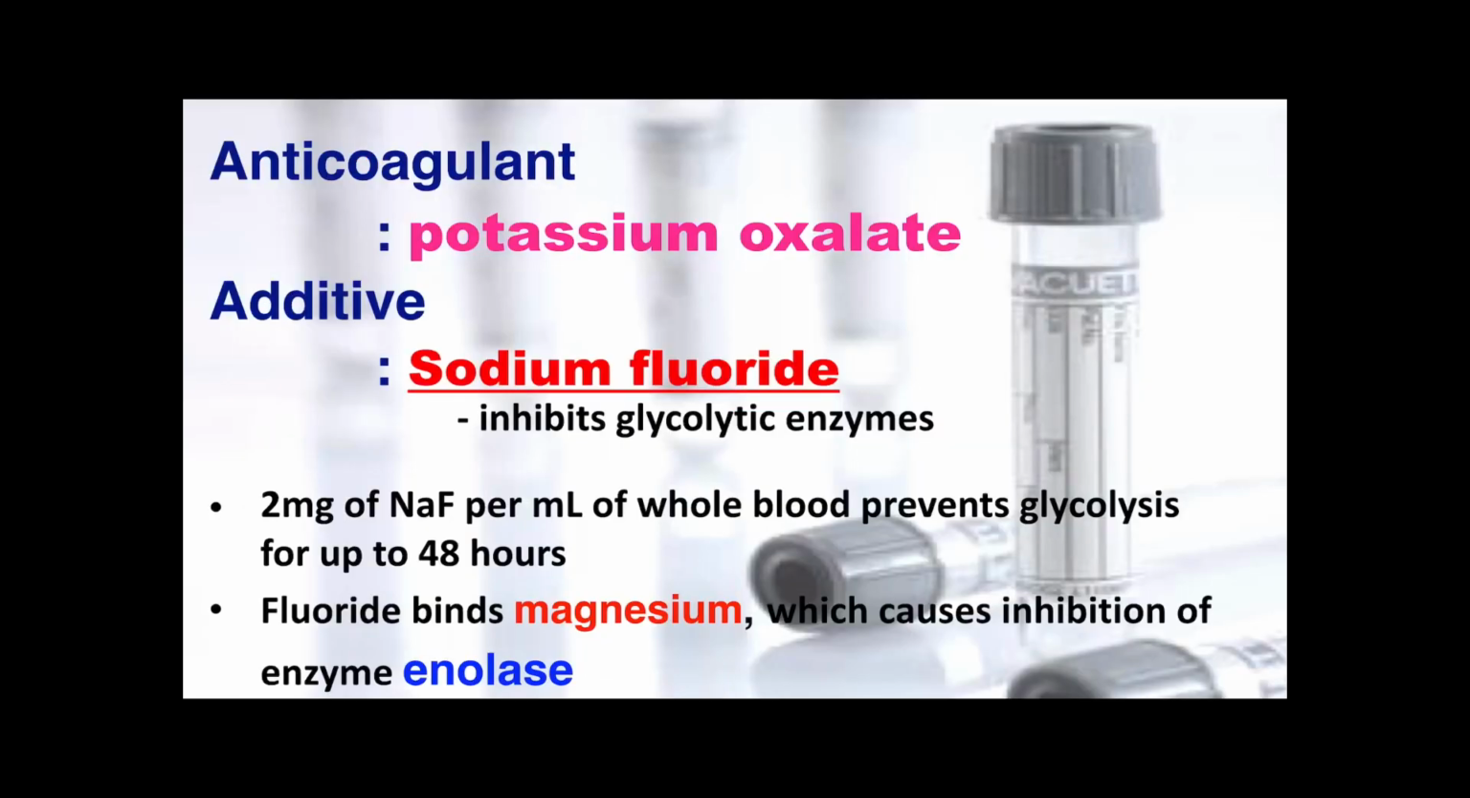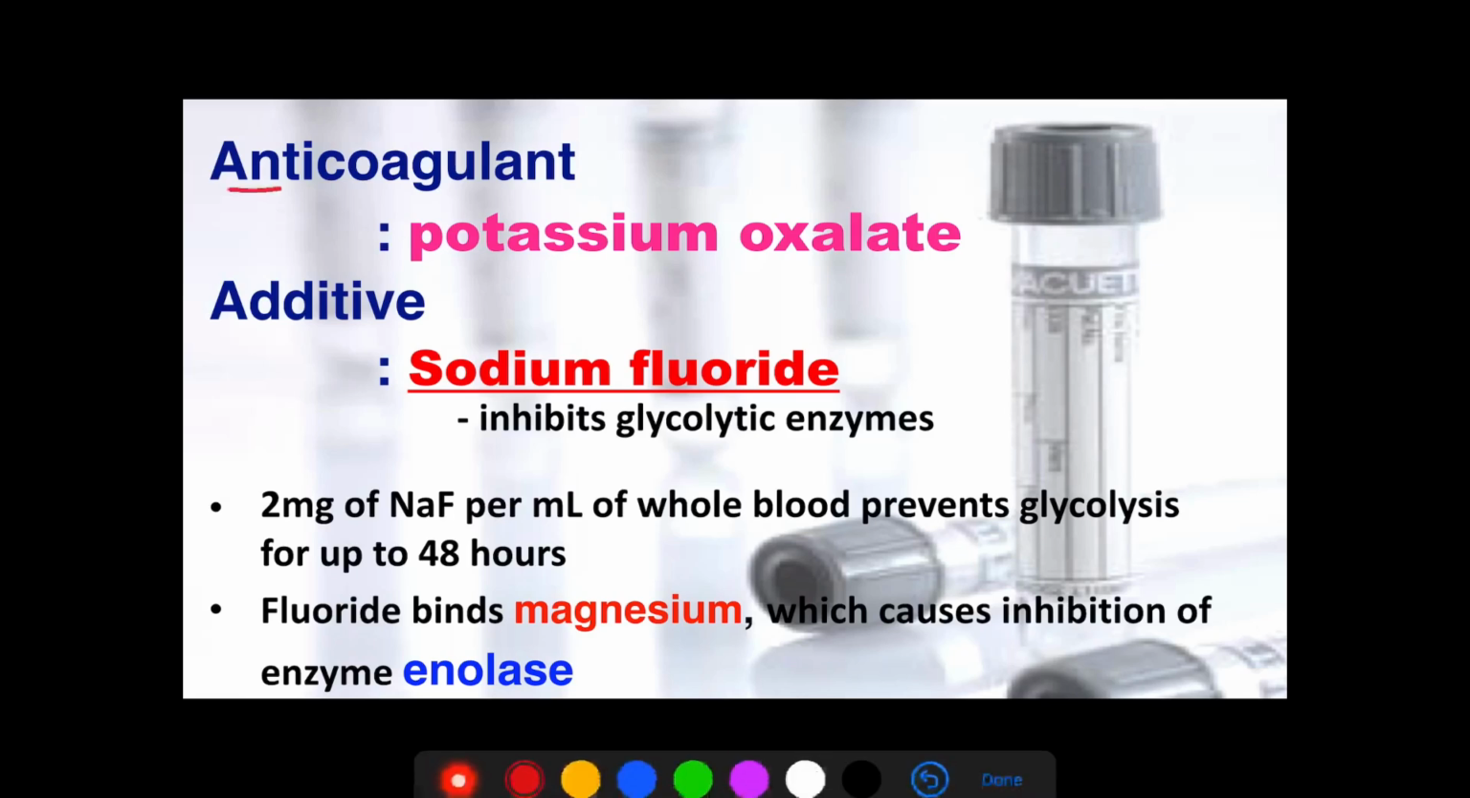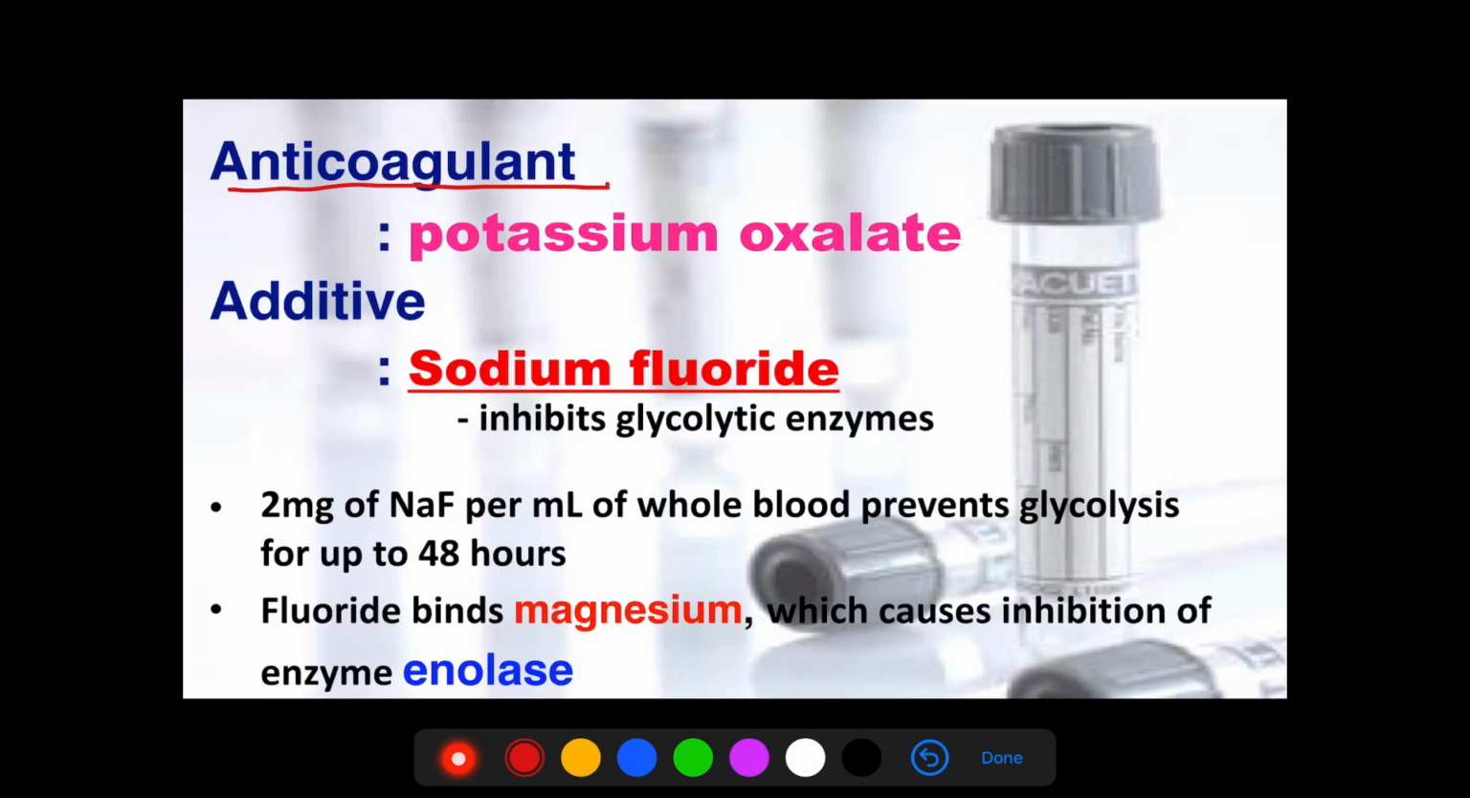So for glucose analysis, we use the gray top tubes. So this tube contains potassium oxalate as an anticoagulant, so that prevents clotting, and also it has sodium fluoride as a preservative or additive.